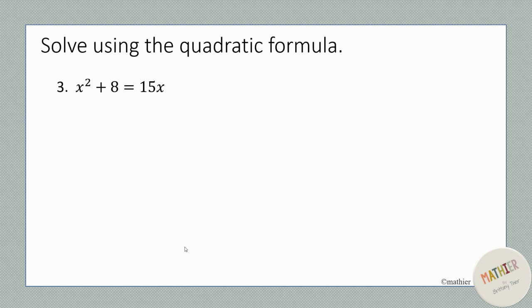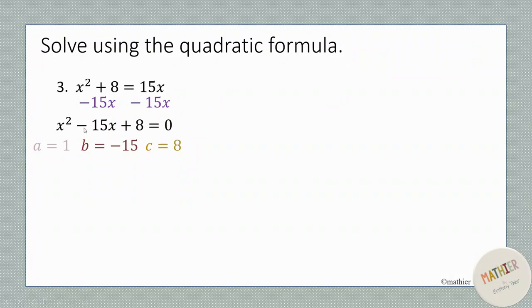Number 3, we need to first get this equation into standard form. So I'm going to subtract 15x from both sides because remember we want it to equal 0. Now, realize that there's an understood 1 in front of the x squared. So a is 1, b is -15, and c is 8. So in our formula, it says opposite of b. So the opposite of -15 is +15. All right, and then we get +15 plus or minus the square root of (-15) squared minus 4 times 1 times 8.